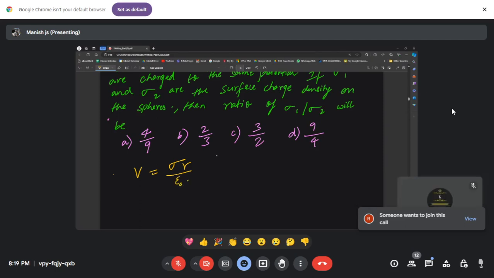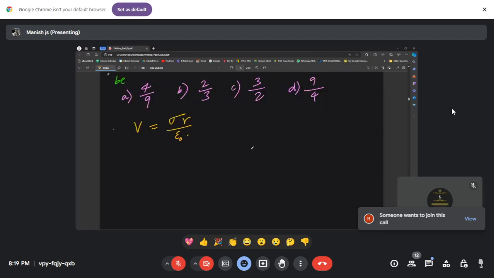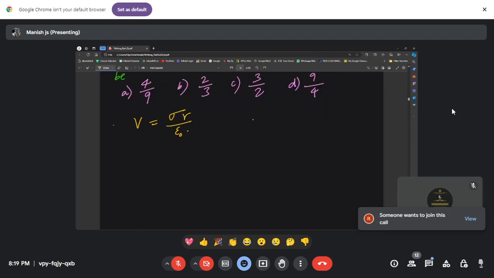Upon epsilon naught. So we can write them like this. Okay, so directly I have written the relationship. But how did this come? We have the relation for potential as V is equal to KQ by R. If you guys can relate, this is the basic formula. And now here I have just substituted the value.